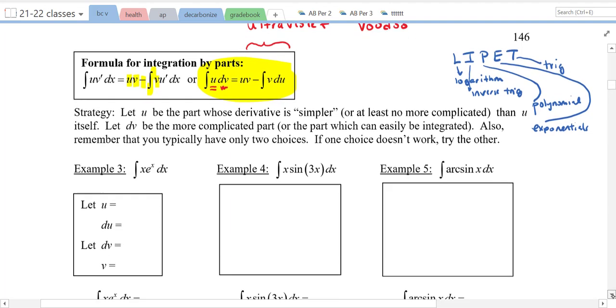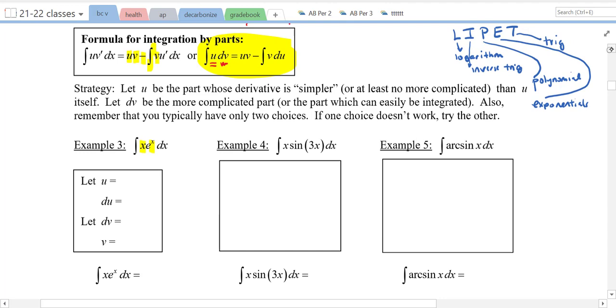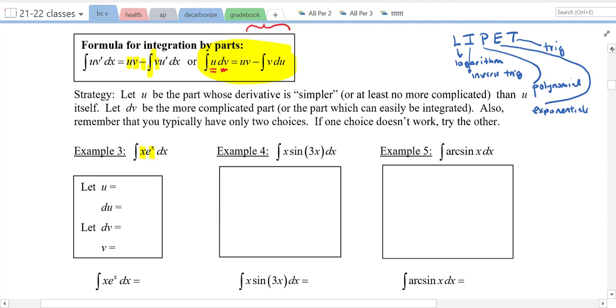So let's look at these examples now. Okay, so here's our first one. It's the integral of x times e to the x dx. So once again, I see two things, right? You have to decide which one is going to be your u and which one's going to be your dv. Ultraviolet voodoo. And I'm looking at this list, LIPET. Do I have logarithms? Nope. Do I have inverse trig? Nope. Do I have polynomials? Yes. x is a polynomial. So I'm going to treat that as u. And then remember, everything that's left over becomes dv. So what's left over? It's e to the x dx. Okay, that is my dv.